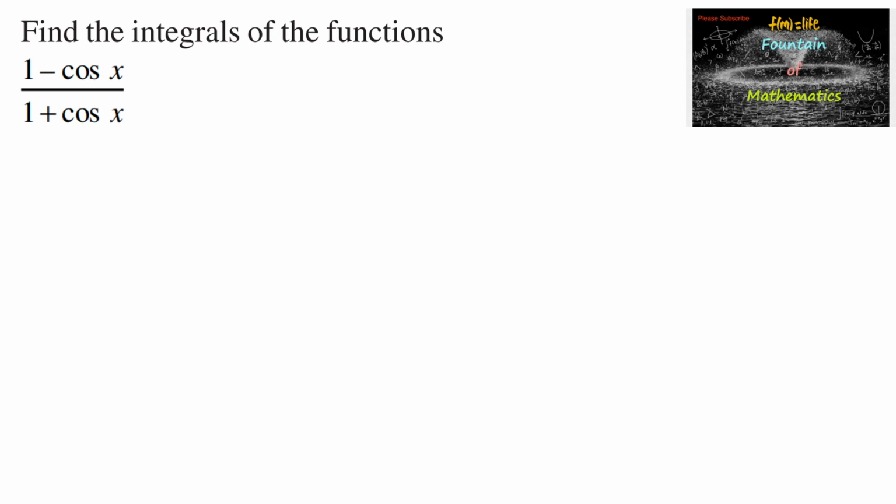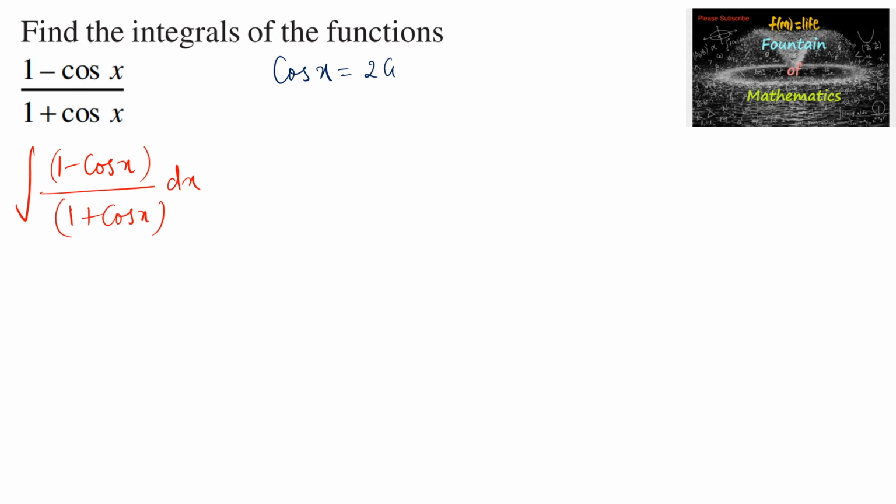Find the integral of the function 1 minus cos x upon 1 plus cos x. So we can write integral 1 minus cos x upon 1 plus cos x dx. And we know that cos x is equal to 2 cos square x by 2 minus 1, or we can write 1 plus cos x is equal to 2 cos square x by 2. Similarly, 1 minus cos x is equal to 2 sine square x by 2.